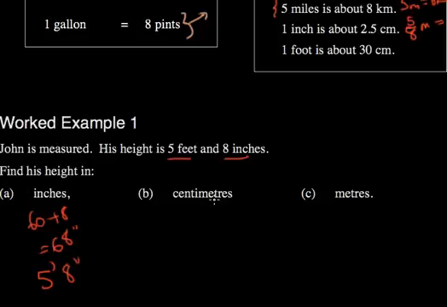To convert this into centimetres, we know from before that 1 inch is about 2.5 centimetres. So to work out now how many centimetres this is, we can use our previous answer, 68 inches. So 68 times 2.5 is 170 centimetres, but this is only an approximation. And now to convert that into metres, simply divide it by 100, 1.7 metres.